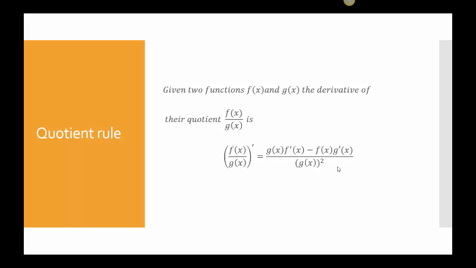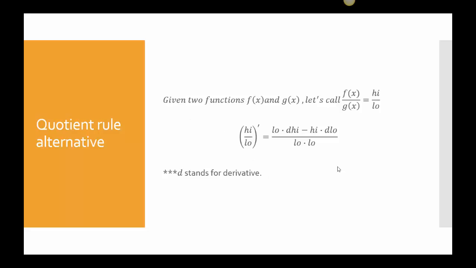So I have another way that you could say it. Quotient rule alternative. And here, when I'm looking at f and g, instead of calling them f and g, I'm going to call them high, low. High is the one in the numerator, low is the one in the denominator. So I just do it by placement. And totally, I did not make this up.